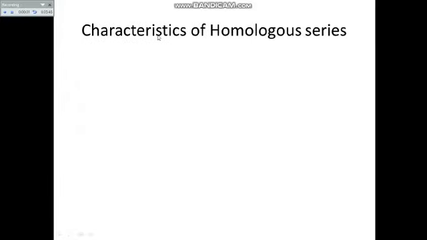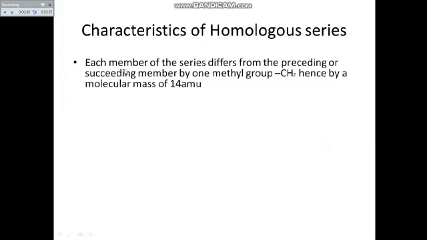And then next, characteristics of homologous series. What are the characteristics? First one, each member of the series differs from the preceding or succeeding member by one CH2 group. We already discussed this before. The difference between methane and ethane is CH2, and the difference between ethane and propane is CH2. Hence they differ by a molecular mass of 14 AMU.